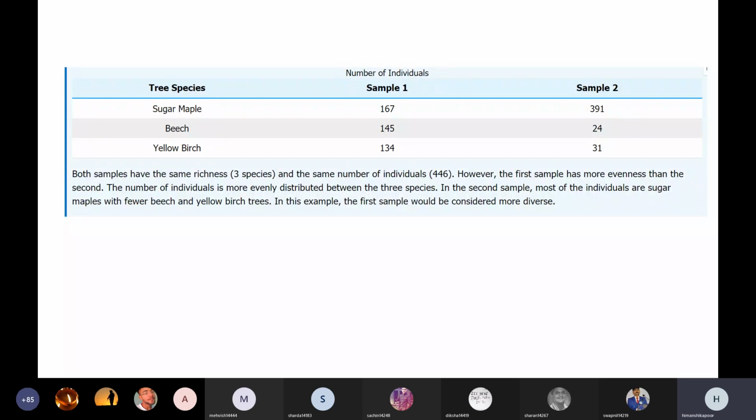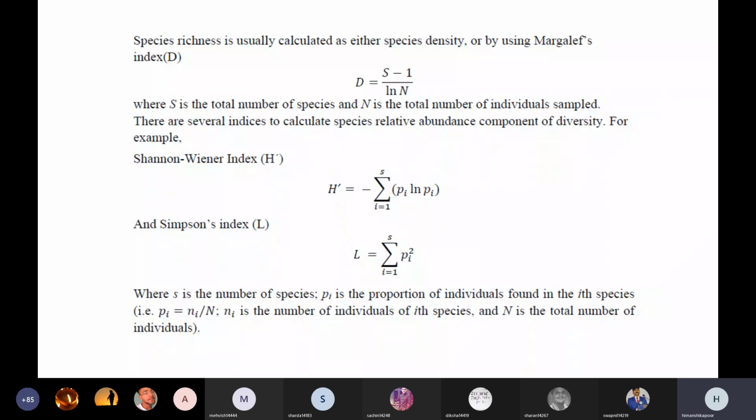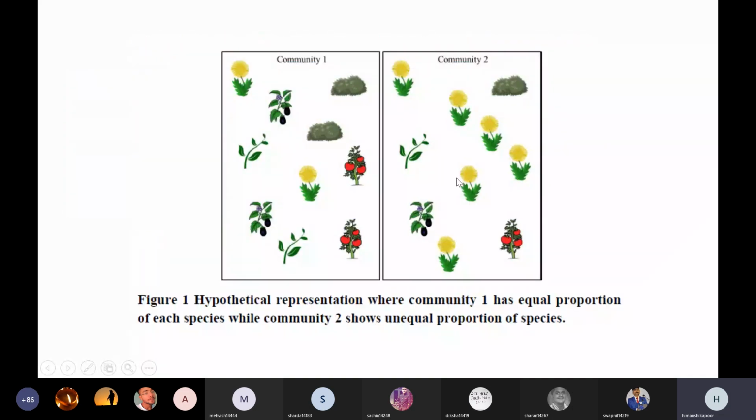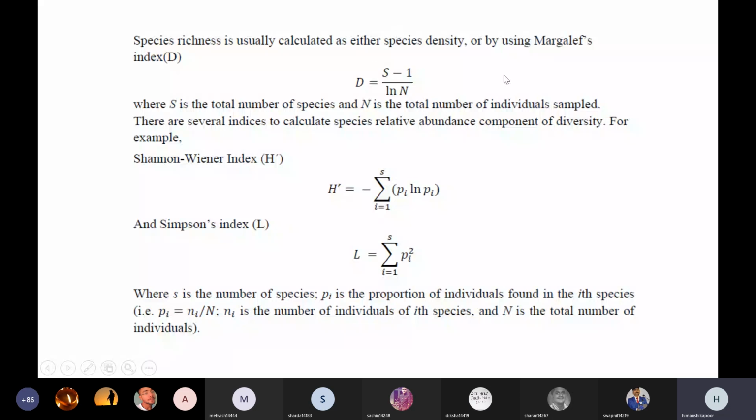So we have certain indexes through which we calculate species richness and species abundance. For species richness, we have Margalef's index. Obviously, in a community or an ecosystem, it doesn't happen like this example where the species are so few. It is in thousands and millions, so you have to have a mathematical expression to calculate species richness and species abundance.